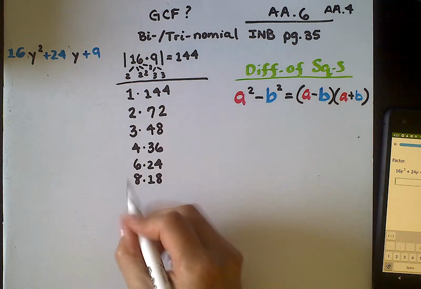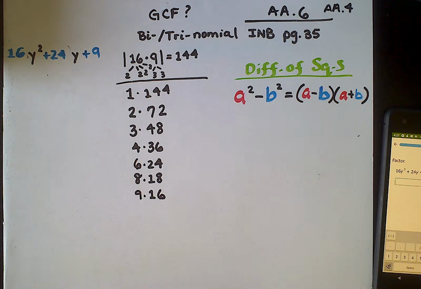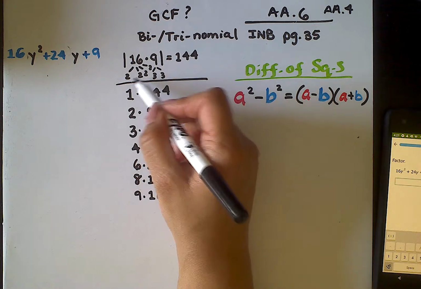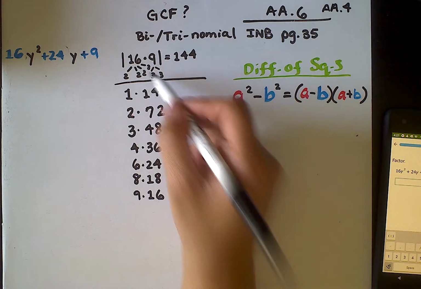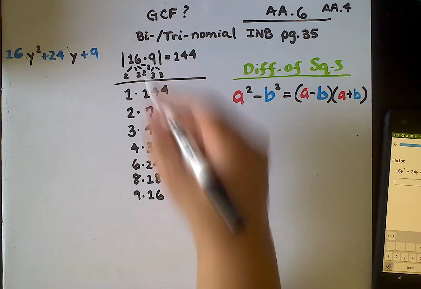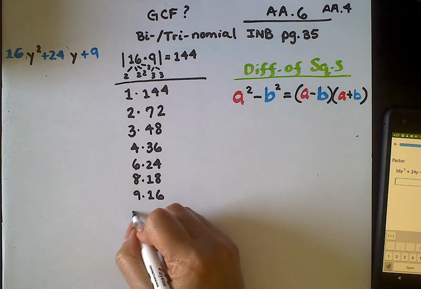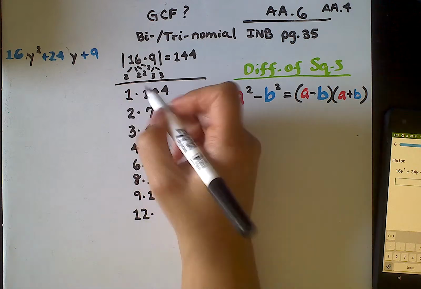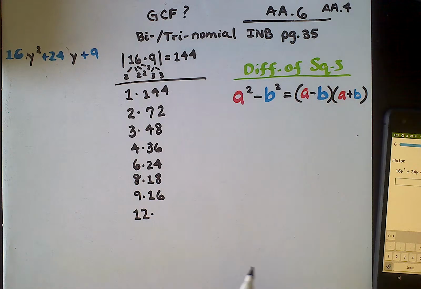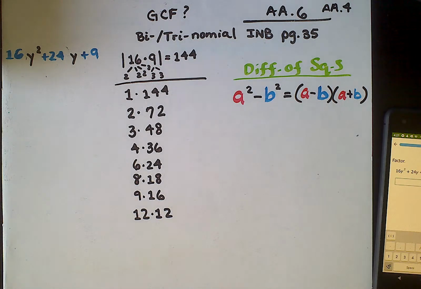Speaking of which, 9 times 16. Could I make a 10? 2, 4, 6, no, I'm not seeing a 10. Definitely can't make an 11. 12, I could make a 12 right here. That would be 4. So let me put down my 12 first. 12 times 12. Oh, goodness. All right, so I'm definitely done.